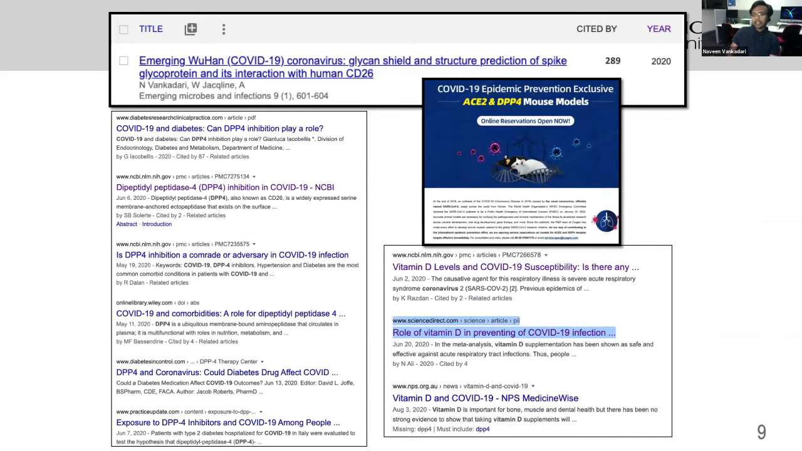It also later came to be known that vitamin D has a direct role in coronaviral replication and infection rate. And of course, DPP4 is a direct receptor of vitamin D. So the link continues to go.